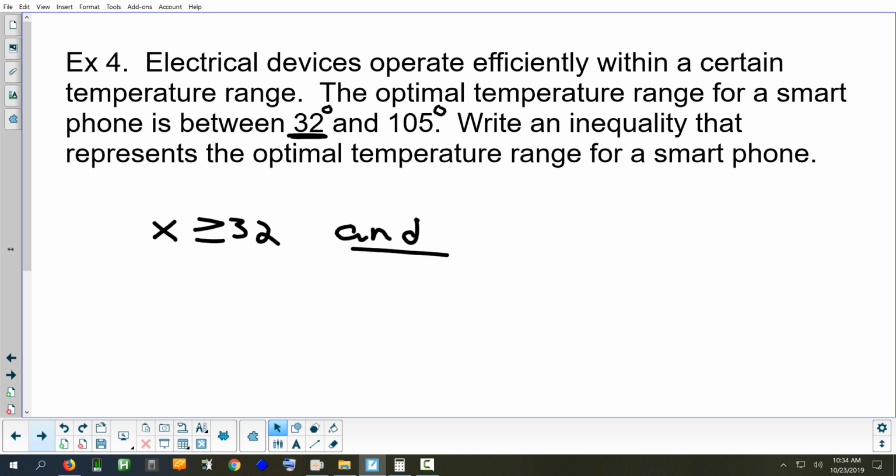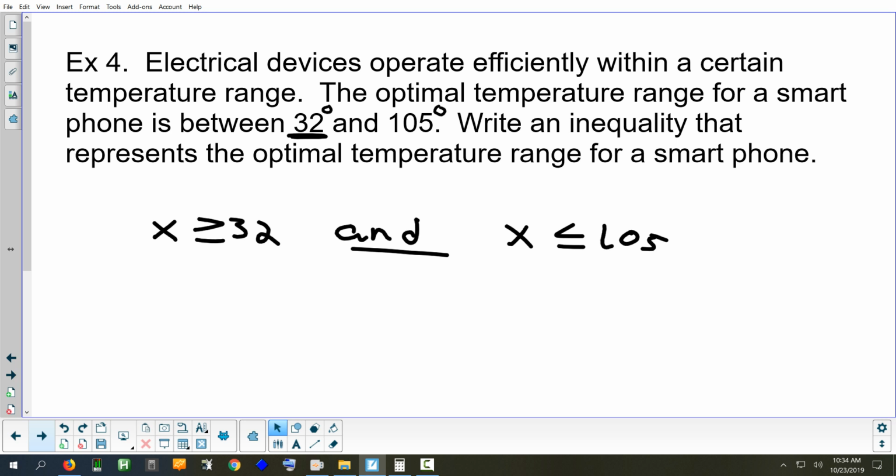And, Olivia, how about the other part? Less than or equal to 105? What's less than or equal to 105? X. Yes. So I want my temperature greater than or equal to 32 and less than or equal to 105.